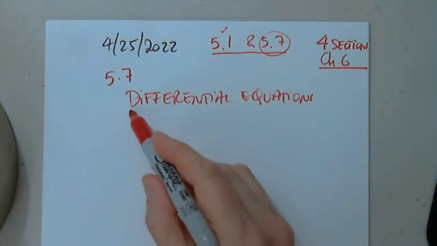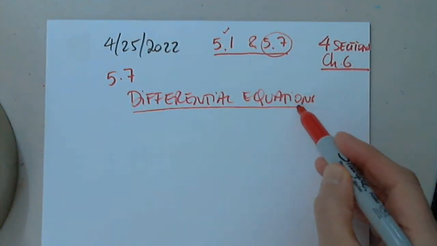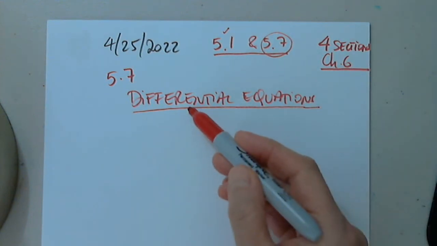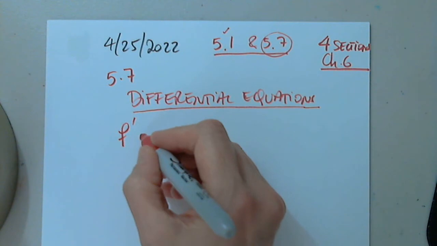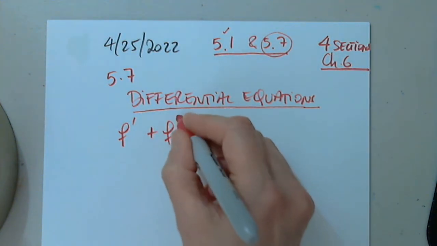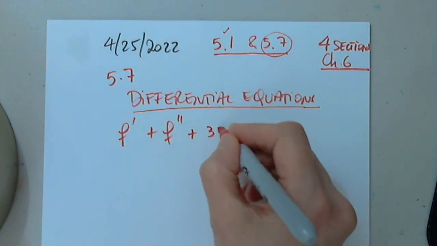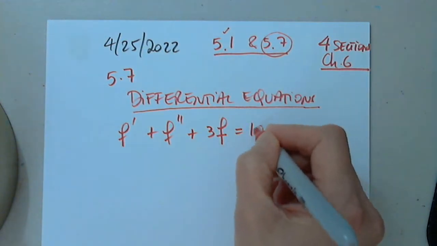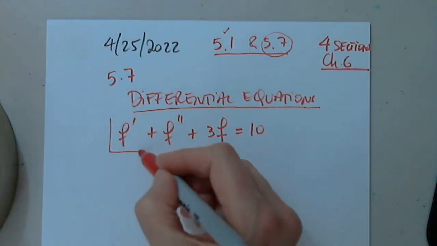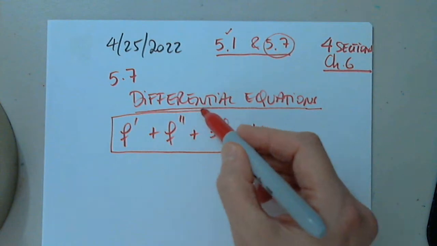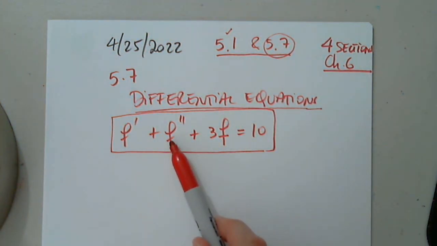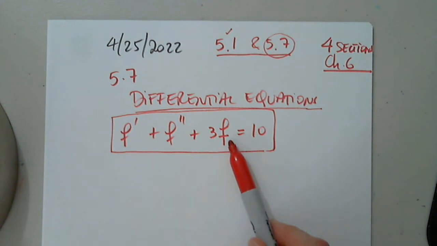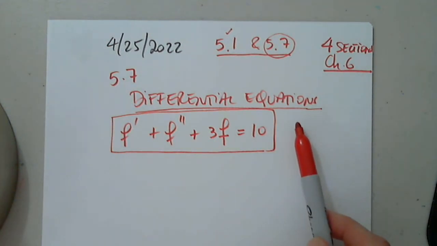Okay, so first of all, what is a differential equation? It's an equation that has different derivatives in it. Something like, let's say, f prime plus f double prime plus 3 times the function equals 10. This is an example of a differential equation in which we have the first derivative, the second derivative, and the function, and that's an equation.